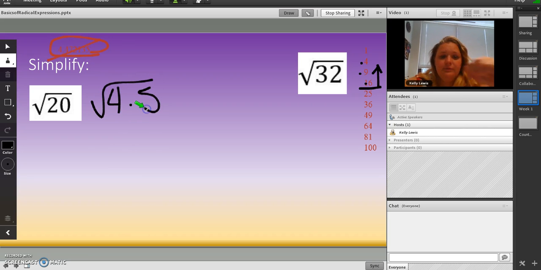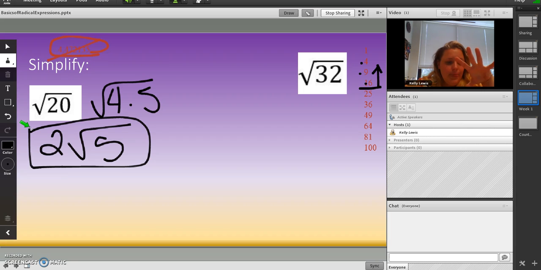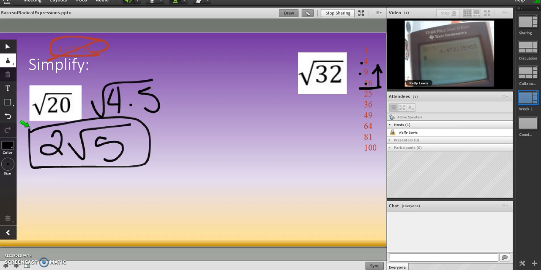4 times 5. And 4 is a perfect square, and the square root of 4 is 2. So I'm going to write 2 and then keep 5 in jail. He can't come out because he's not a perfect square. So the simplification of square root of 20 is 2 square root of 5. That does not mean 2 point something. 2 square root 5 is still 4.47, which is what we got up there.